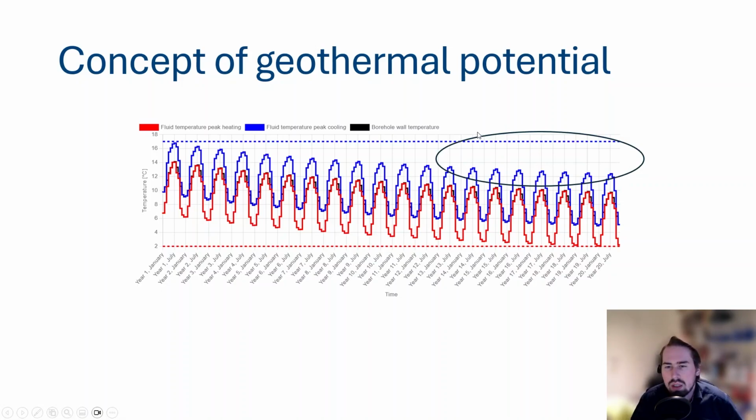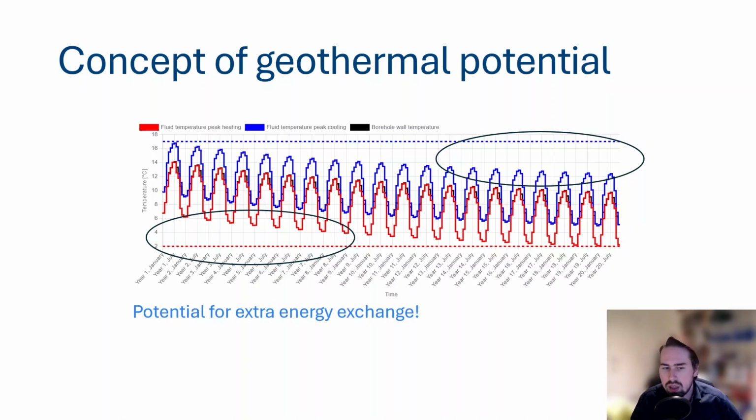But as you can see, in the last year of operation, we do not reach the maximum temperature limit. So we can easily inject more heat into the ground, we can provide more cooling to our building, and in the first year of operation, we can do the same with heating. So we can extract more heat in these first years of operation to heat our building sustainably. So in this case, we say, well, we have potential for extra energy exchange.